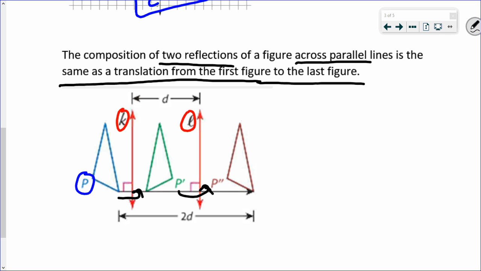Okay, that would be the same, if you notice these figures, triangle P and triangle P double prime, are oriented in the same way. It would be the same as if we just translated it 2 times d, d being the distance between the parallel lines. So a double reflection is the same as if we were to translate the figure 2d. So, interesting observation there. That's kind of the main point. It would be the same as a translation, right? A double reflection is the same as a translation.